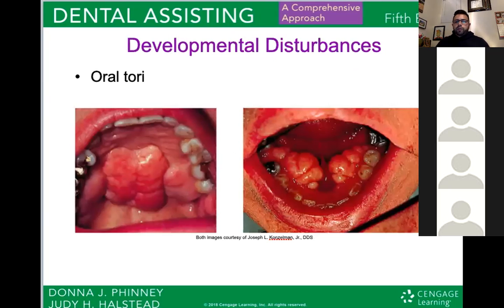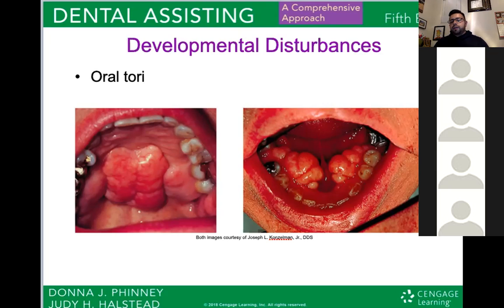And so this is what oral tori looks like. If you've never seen it before, sometimes it can be alarming, especially when you go to try to take x-rays. Imagine trying to take some bite wings on this patient. It can be pretty painful, especially during x-rays. But this is just what this is. It's not abnormal. We see it in a lot of patients.